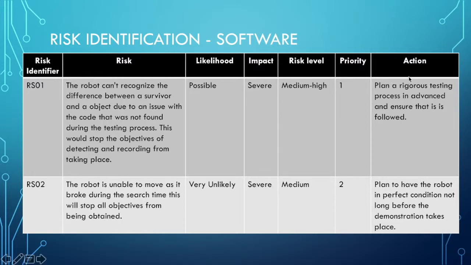And from here we've given a priority of 1. This is the case as there are only 2 risks listed on this table at the moment, and we give it a priority based on its risk level. And then from here we also put an action in place to either eliminate this risk or reduce it. The action that we've put into place is that a rigorous testing plan must be put into place, and it must also be ensured that it is followed.